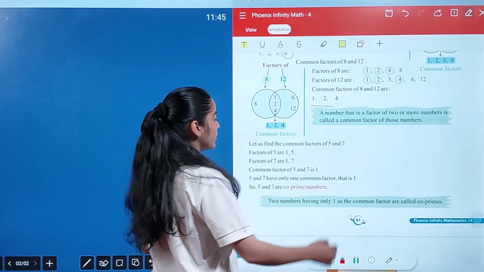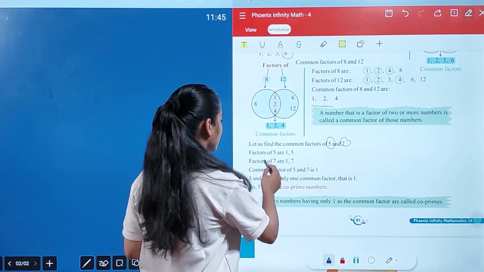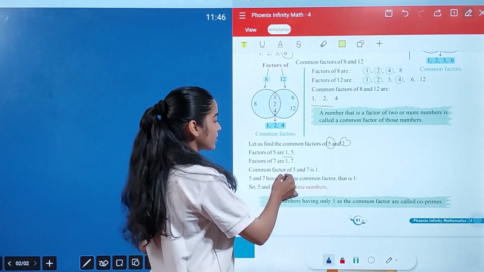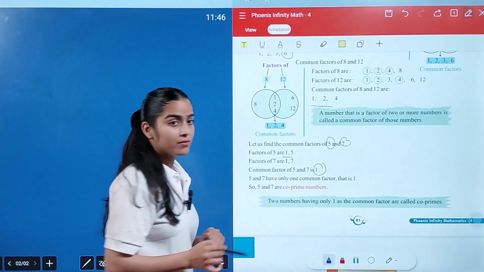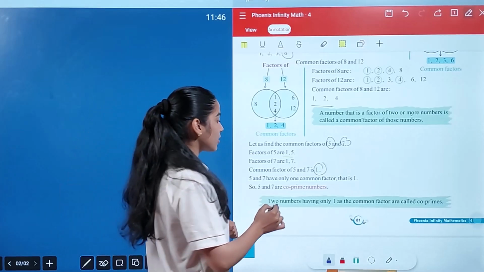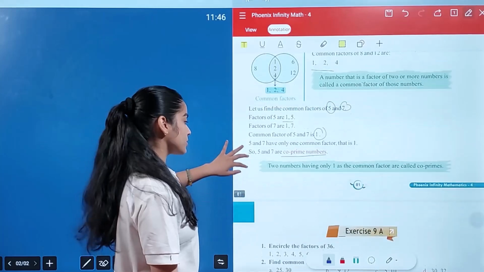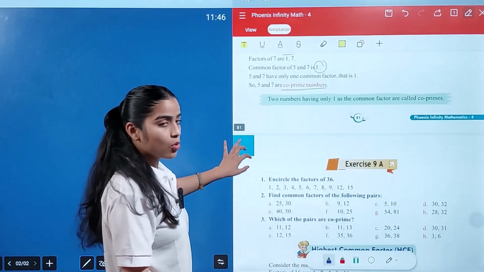Now we have to find the common factors of 5 and 7. The factors of 5 are 1 and 5, and the factors of 7 are 1 and 7. So the common factor of 5 and 7 is 1 only. When we have only 1 as the common factor, these are called co-prime numbers. What do we call them? Co-prime numbers. Two numbers having only 1 as the common factor are called co-prime numbers.